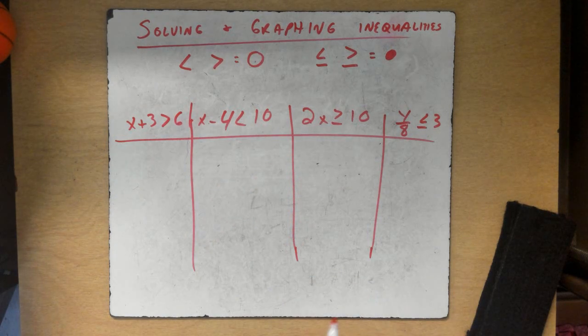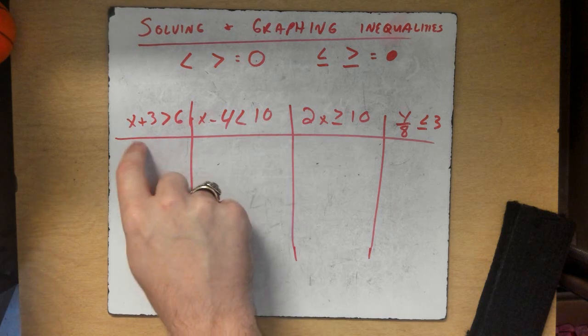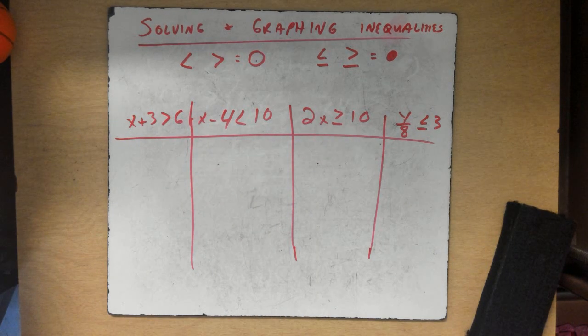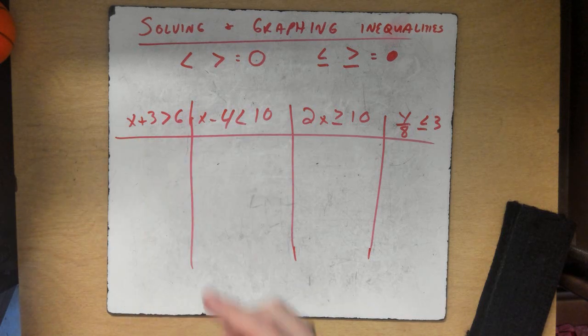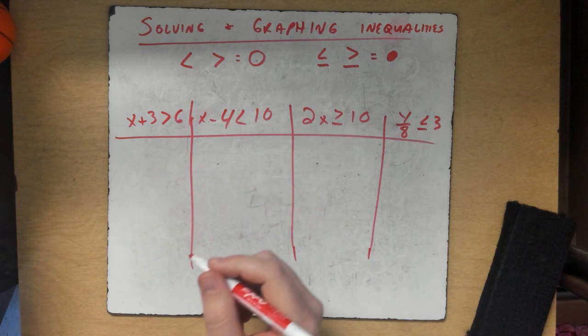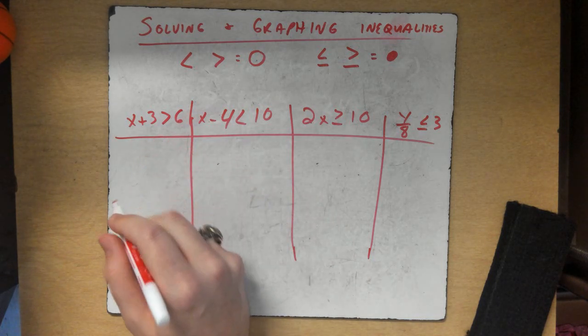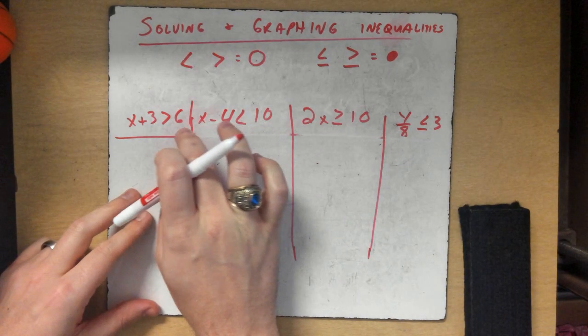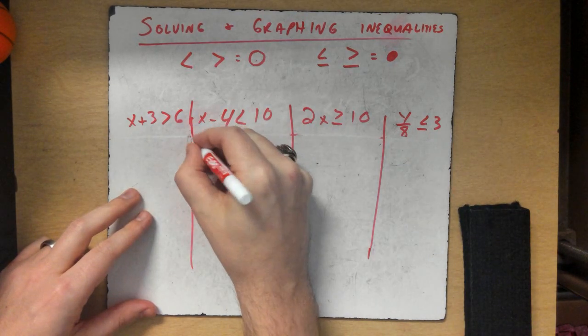Now remember, when you're solving inequalities and equations, in order to isolate the variable, to get the letter by itself, you need to do the opposite of what is being done to that letter, okay? So in this first case here, we have x plus 3 is less than 6. So what we want to do is, I'm going to erase this line here. This doesn't make sense. Editing on the fly.